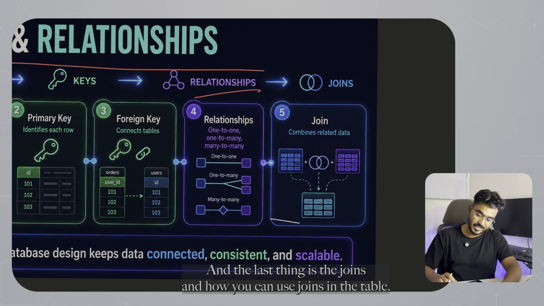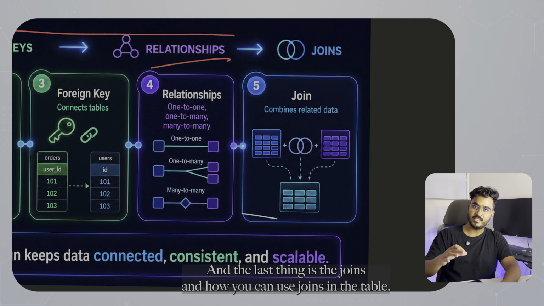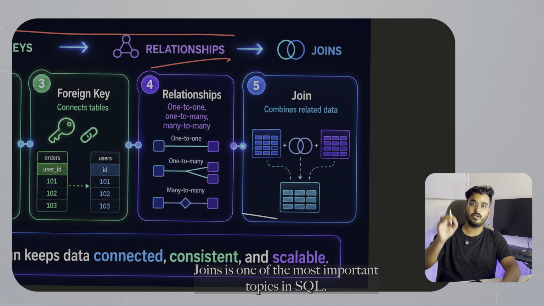And the next and the last thing is joins and how you can use joins in the table. Joins is one of the most important topics in SQL. So you need to understand joins, how they actually work. I have a very brief video on joins. You can click on the link and you will be able to understand how joins actually work. So understanding joins is really important because this is one of the most important things in SQL. So these are the concepts of SQL tables and relationships.